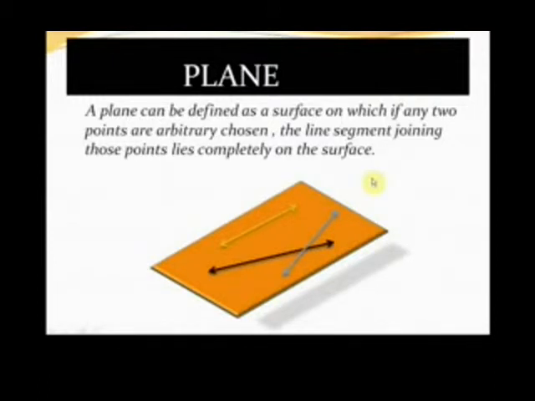Now let's study the next part of this lecture, which is plane. Now what is a plane? A plane can be defined as a surface on which, if any two points are arbitrarily chosen, the line segment joining those points lies completely on the surface. For example, this is a plane. We see that this line and this line completely lie on this plane. This is because if we choose any two points on this plane, then the line segment joining these two points lies completely on this plane. Neither does it lie above this plane nor below this plane.